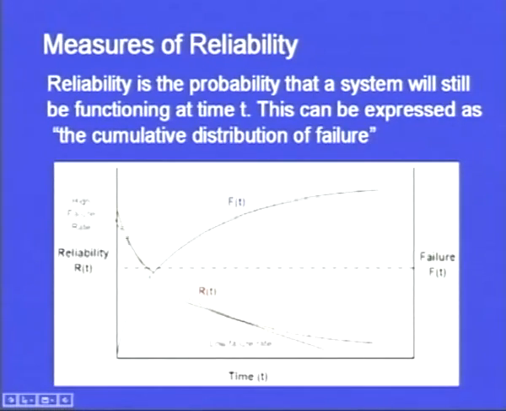Here we see that in the beginning we have a high failure rate, and with the passage of time we have a low failure rate. We will also see this phenomenon in our discussion on the bathtub curve in the subsequent slides. So this is the reliability R(t), which is decreasing over a period of time, and this is the cumulative distribution of failure, which is increasing over a period of time. The products would fail with the passage of time, and reliability would decrease.